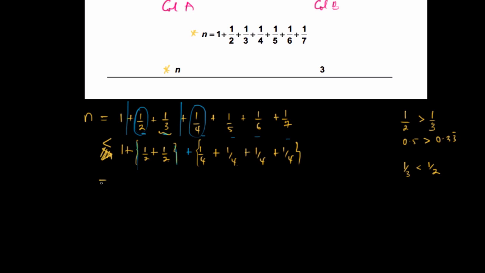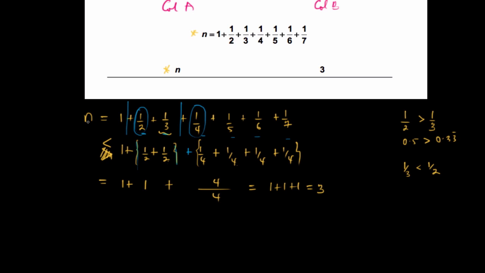So what we want to do now is add them, and you'll see it's very easy to add now. 1 plus 1 is 2, so half plus half is just going to give me 1. Plus 4, 4, 4, the LCM is just 4, and 1 plus 1 plus 1 plus 1 over 4 gives me 1. So what you have here is 1 plus 1 plus 1, which is equal to 3.